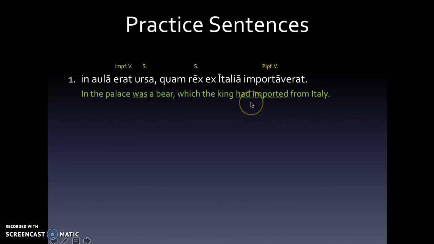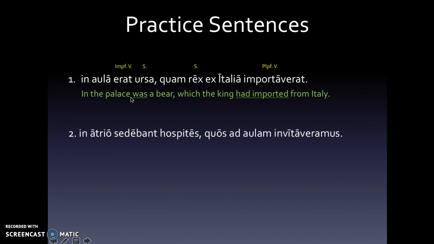Quick note on how we translate pluperfects. The pluperfect indicates something that happened before another past tense in the sentence. So erat is a past tense. This pluperfect happened before the other one. So the king had imported the bear from Italy before the bear was in the palace.